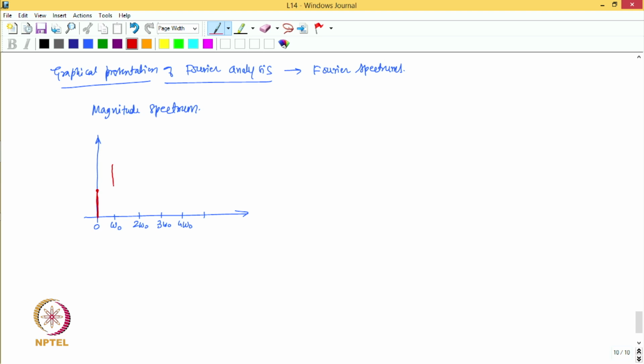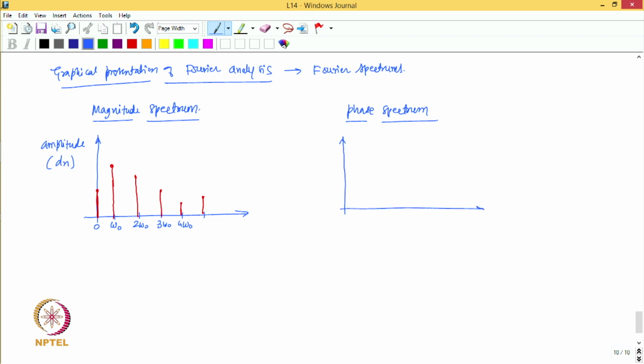And then we can have a component at omega naught, then some component might be there at 2 omega naught, 3 omega naught and so on. So, this is just a typical plot which may result after the Fourier analysis. Of course, here we are plotting the amplitude of the component, which in the present case we have represented by dn. So, this is nothing but a magnitude spectrum, and then we also have another one, the phase spectrum, where we represent the phase of these different components, right.